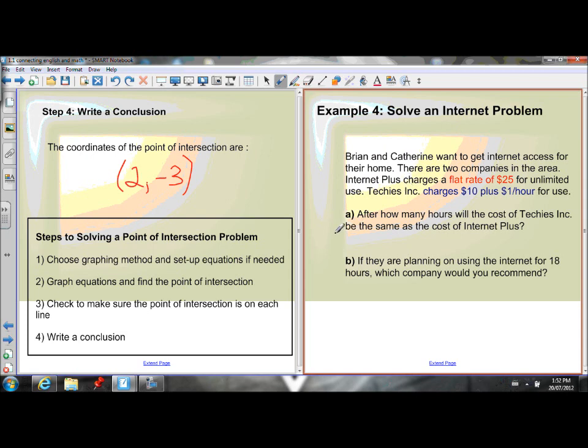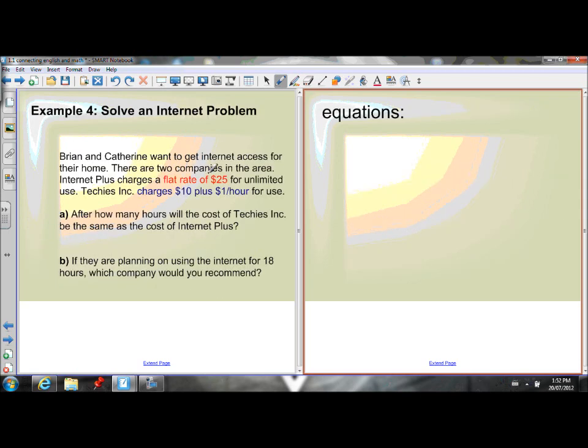Okay, so Brian and Catherine want to get internet access for their home. There are two companies in the area. Internet Plus charges a flat rate of $25 for unlimited use. Techies Inc. charges $10 plus $1 per hour for use. Okay, so after how many hours will the cost of Techies Inc. be the same as the cost of Internet Plus?